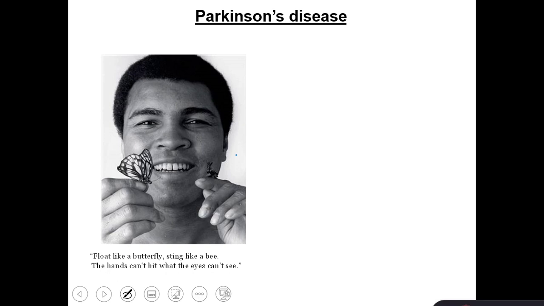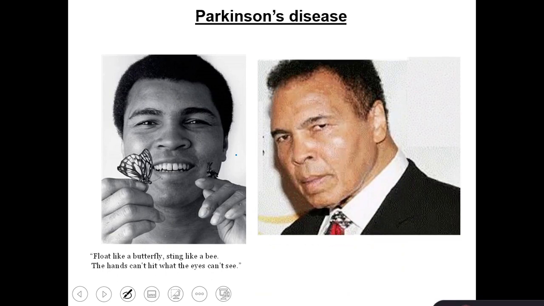expressionless. So here is Muhammad Ali Clay before having the Parkinsonism, and you can see the smile and the facial expressions here of happiness. Here, after having the disease, you cannot tell because they're actually kind of mask face, expressionless, and this is also a problem associated with Parkinson's disease. The voice is very monotonous as well.